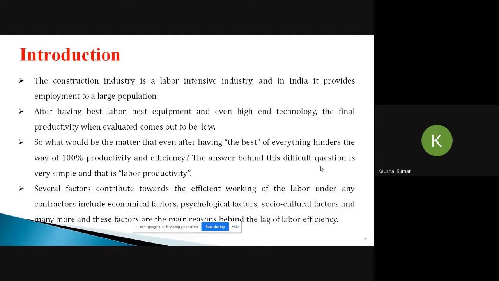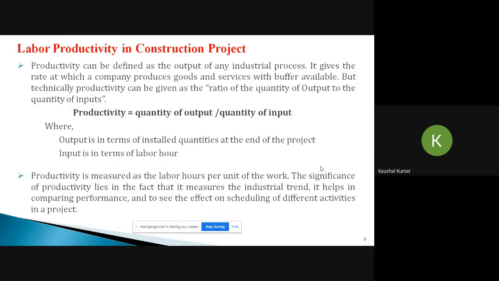But in this particular study, we are going to study the labor factor: how labor productivity is calculated, and what the main factors are that affect labor productivity and ultimately reduce the productivity of the construction site. Before we go into the methodology, labor productivity in a construction project, or in any other industry, can be calculated as the quantity of output we got from the quantity of input we have put into that particular industry.